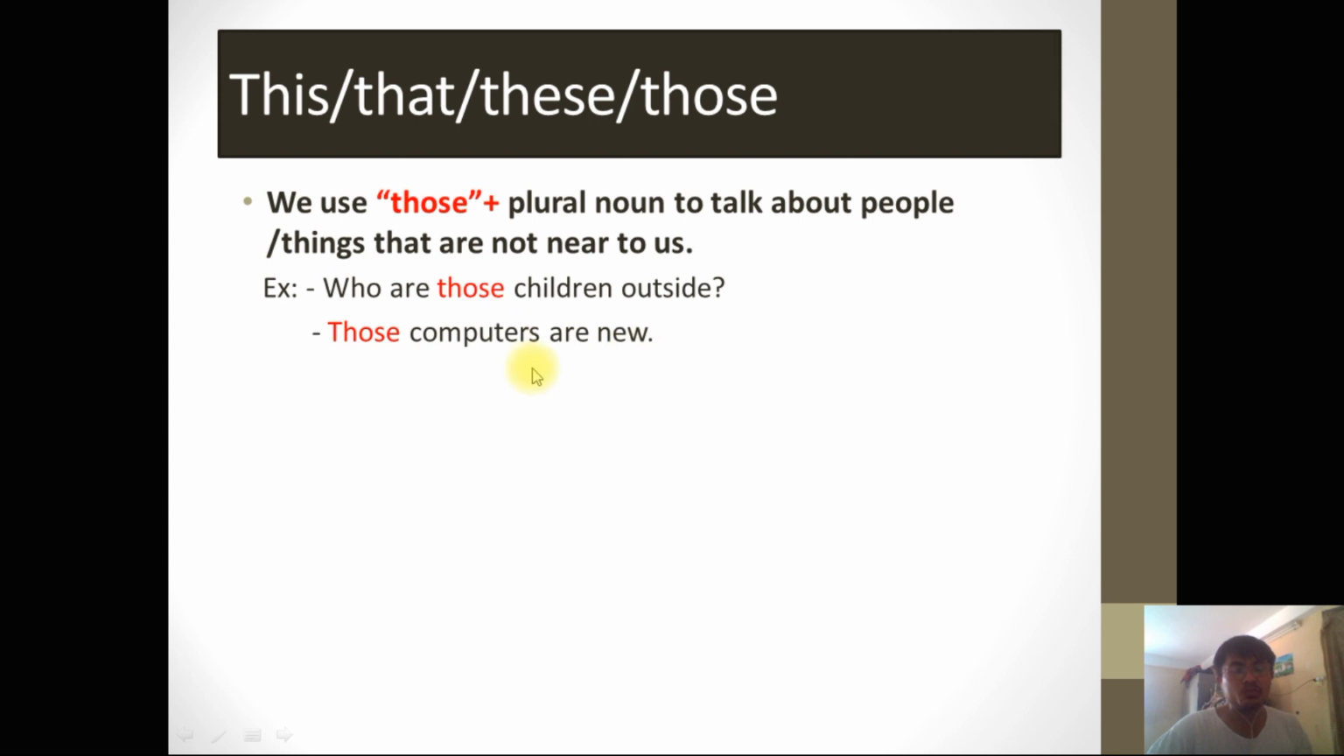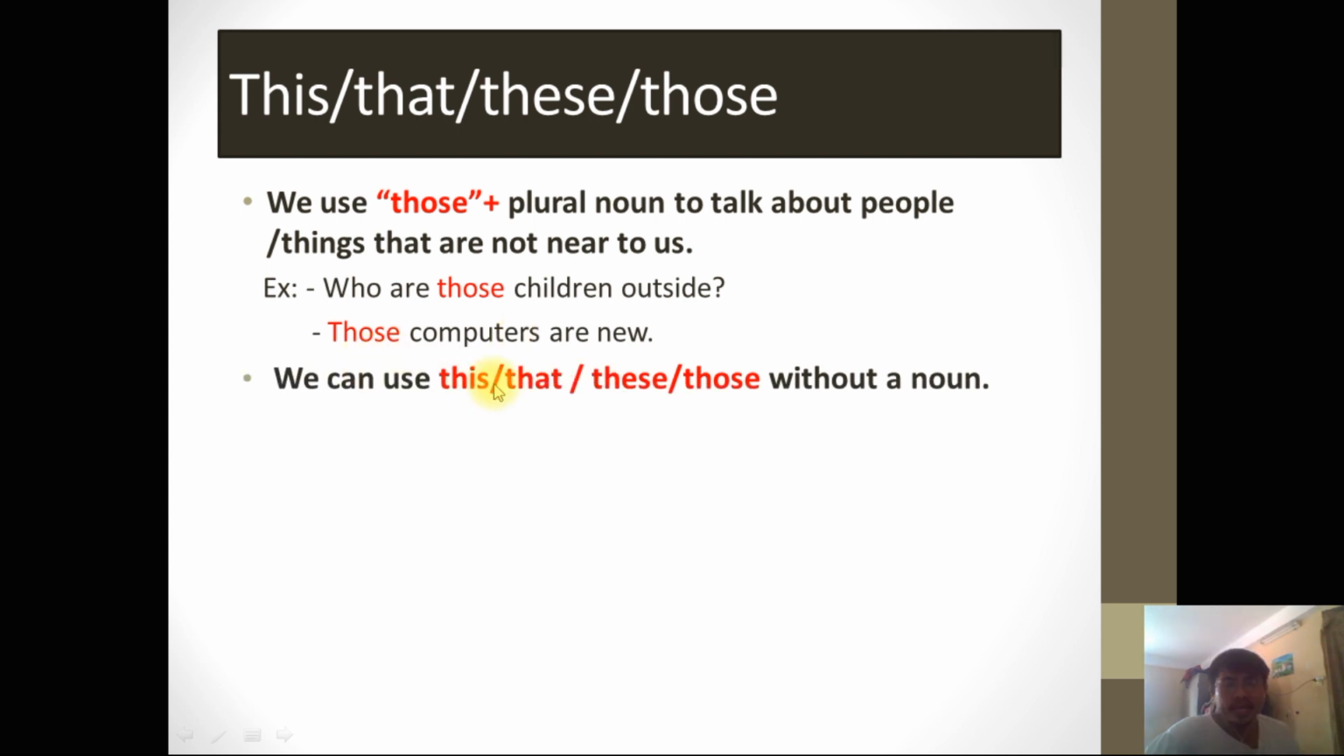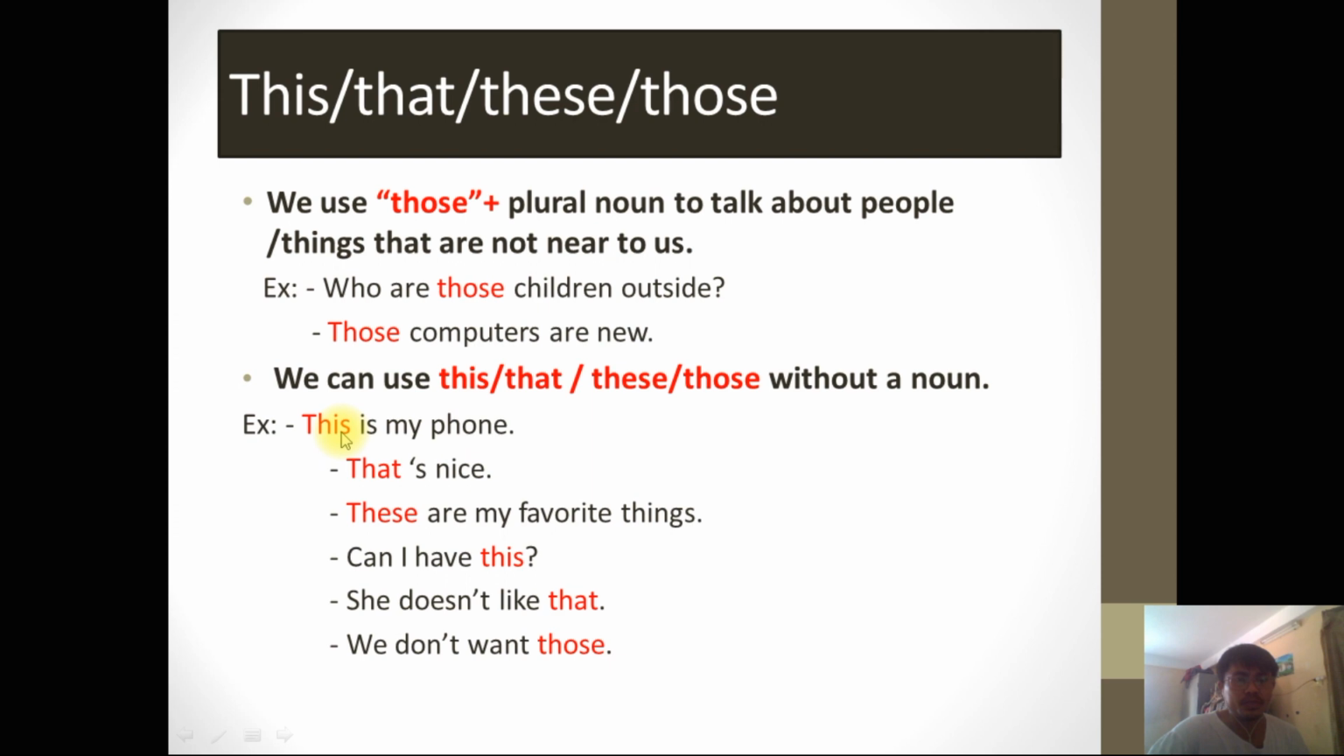Computers are plural. Next, we can use this, that, these, or those without a noun, so we can use them alone in the sentence. Look at the examples. This is my phone. After this there is no noun. That's nice. There is no noun here.